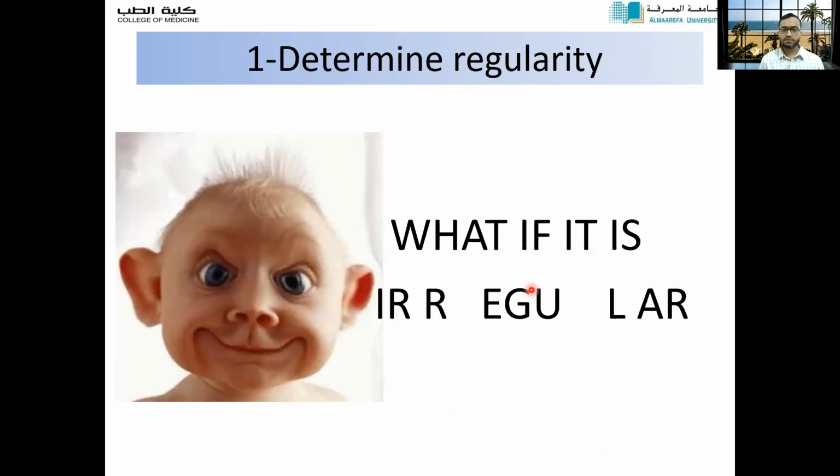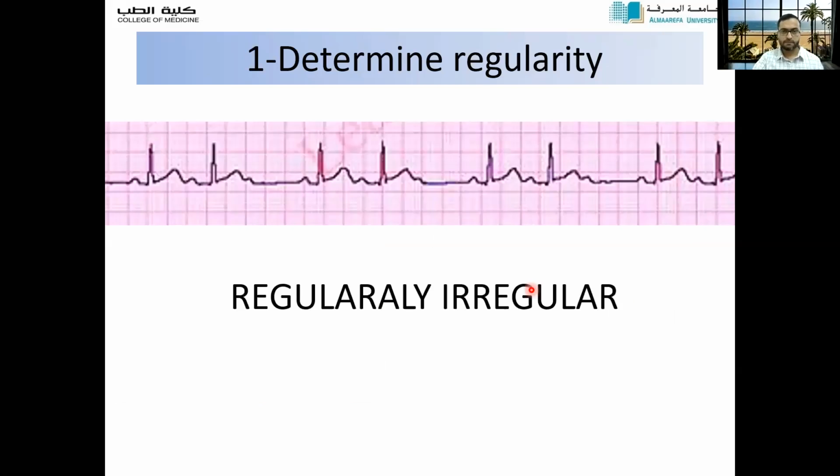But the question comes, what if it is irregular? Just now we have seen the example, it was regular. All RR intervals were coming at the same distance, the same intervals. It means all the beats are coming at the same interval. But what if it is irregular? It means all the beats are not coming at a regular interval. Then again, you have to do two classifications of it. Either it can be regularly irregular.